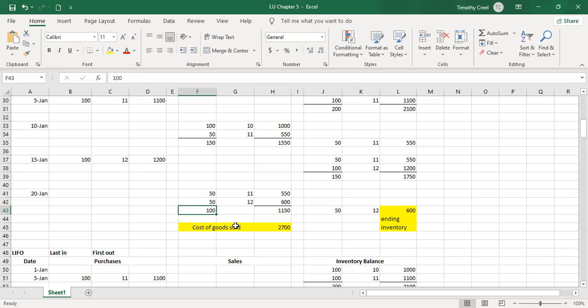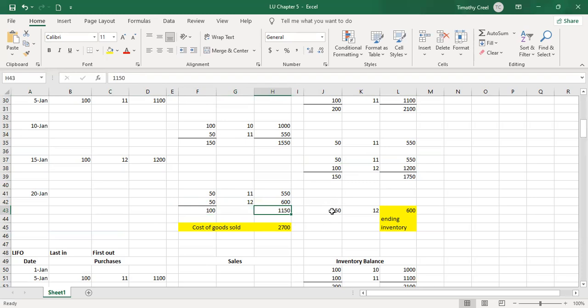So since we're doing FIFO, basically it's going to come out of the oldest first. So we're going to take it out of this 50 at 11. That's the oldest item we had on hand. And then the other 50 is going to come out of the newest. And so we sold 100. Our cost of goods sold for this sale would be $1,150.